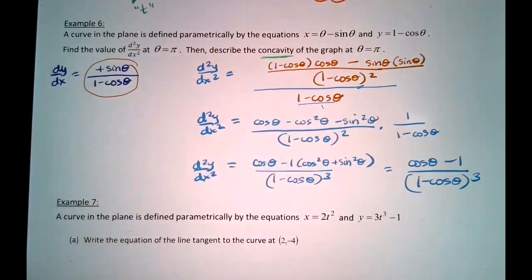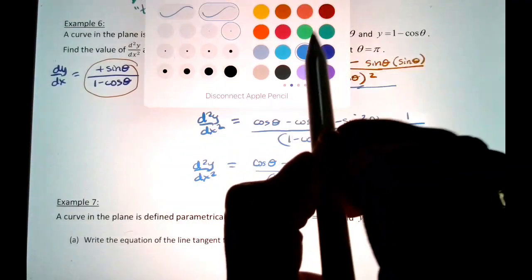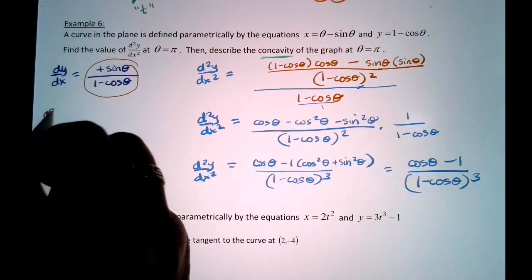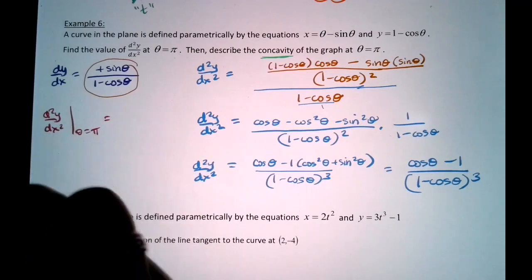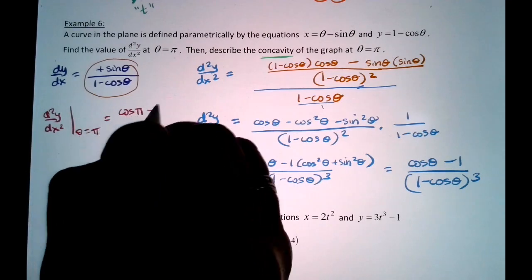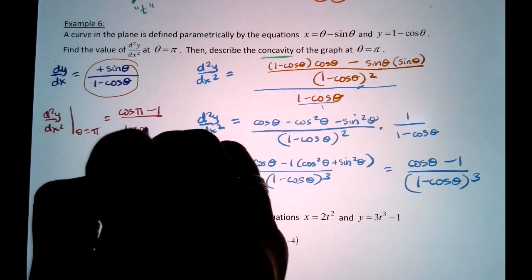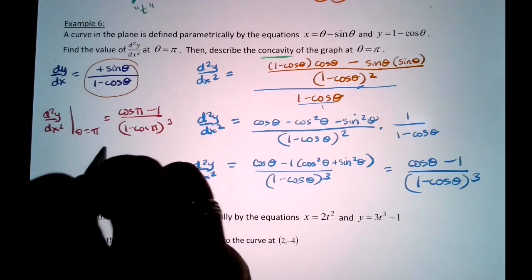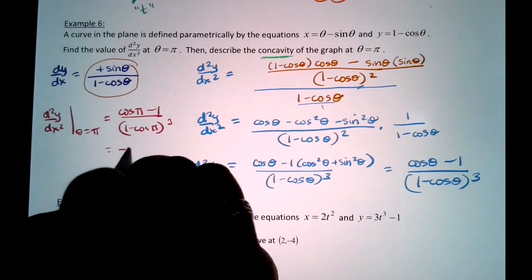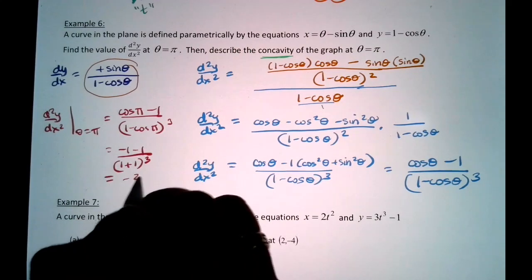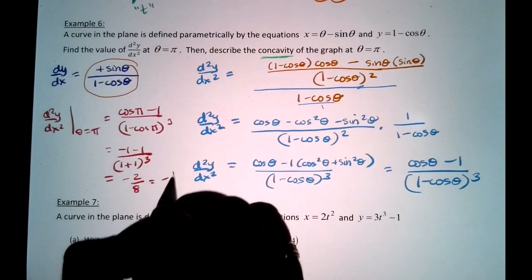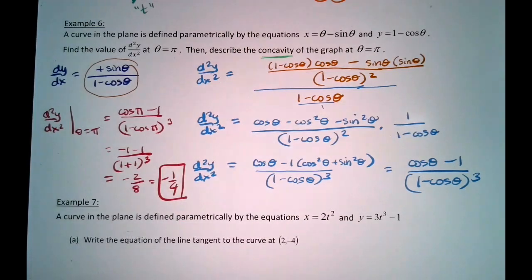Okay. They asked me, hey, what's the value of the second derivative at pi? Let's do it. d squared y over dx squared evaluated at pi is going to be, well, cosine of pi minus 1 over (1 minus cosine pi) cubed. So cosine of pi is negative 1. And so I would have negative 2 over 8. And my answer to that second derivative is negative 1/4.